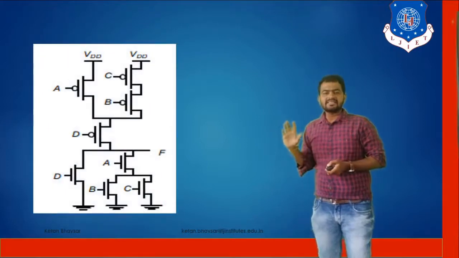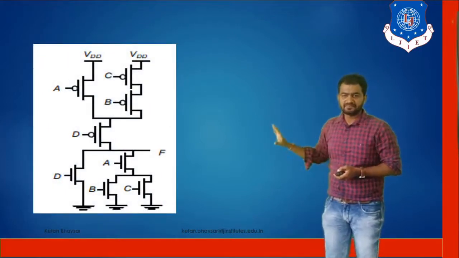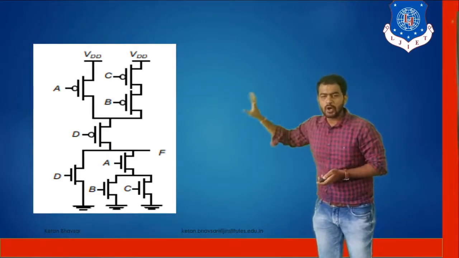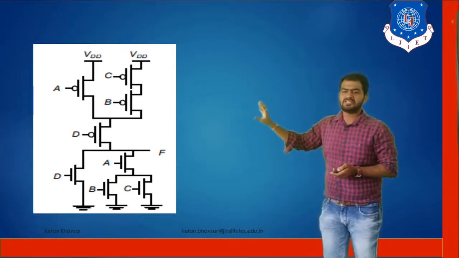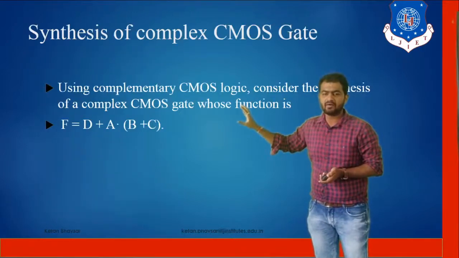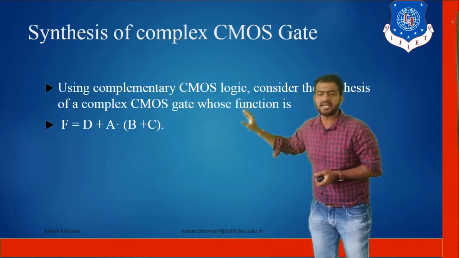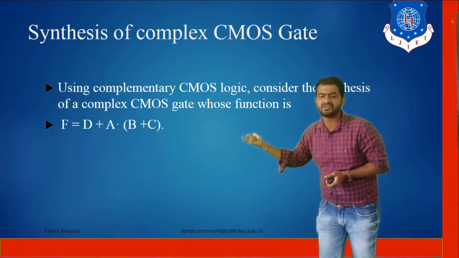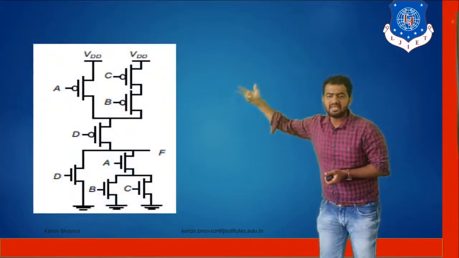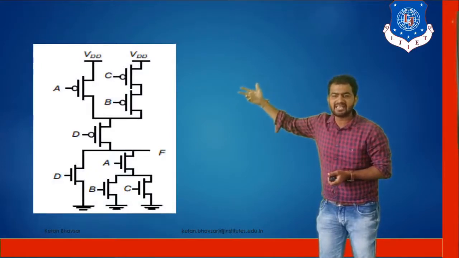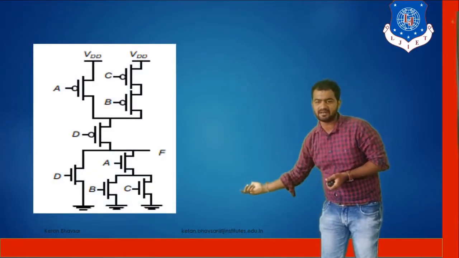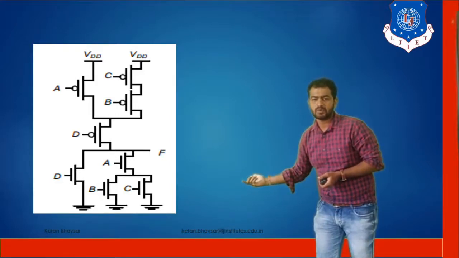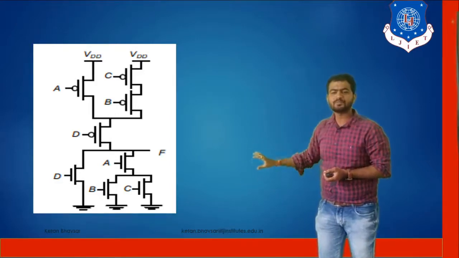Now let's see how the circuit is simplified. First of all, the diagram is a complex CMOS. The equation we have is F equal to D plus A into B plus C. First of all, you should know B and C have a NOR gate because of the addition. So you can see for B and C, the PMOS is connected in series and NMOS is connected in parallel format. Okay, so B plus C is done now.